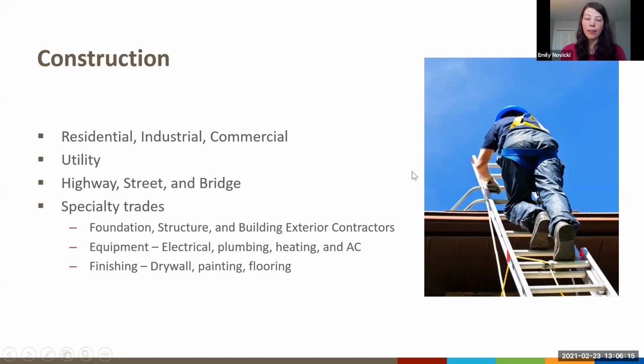Construction has several different subcomponents. So, it's residential, industrial, commercial. It can be utilities, highway, street, and bridge construction. I'm sure you've seen those crews on the roads. And then also a bunch of specialty trades. So thinking about everything from electrical, plumbing, drywall, painting, all of those specialty trades that go into building some kind of commercial or residential building also count as part of construction.